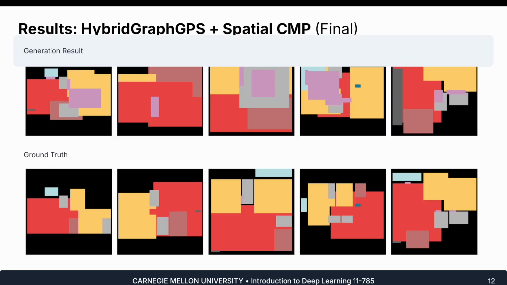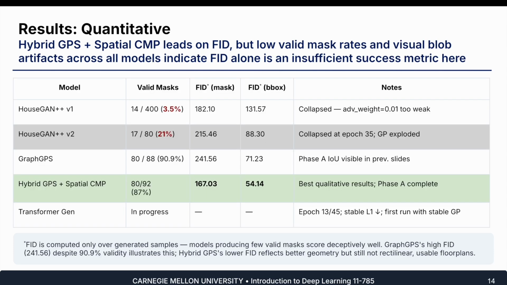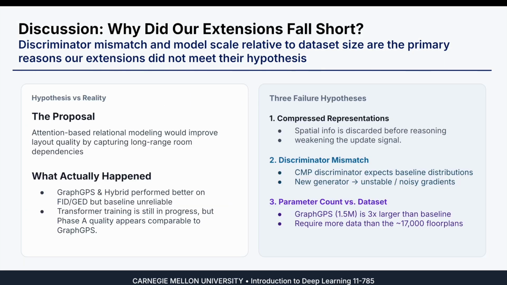Here we see some results from the inference. For the pure transformer, fixed rooms collapse into uniform shapes. Non-fixed rooms are completely empty. This shows that without spatial inductive bias, the model still fails entirely. Quantitatively, the hybrid model achieves the best FID. However, this is insufficient because FID only evaluates valid samples. Models with fewer valid outputs can appear artificially better, so standard metrics don't fully capture the layout quality.